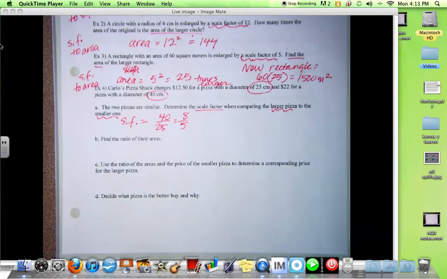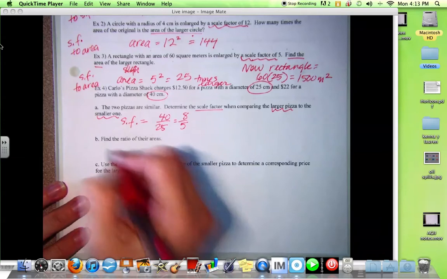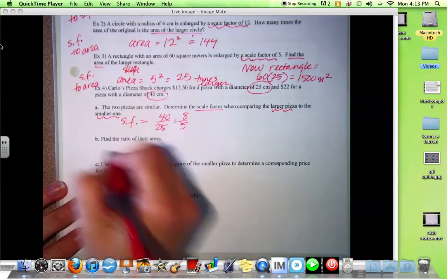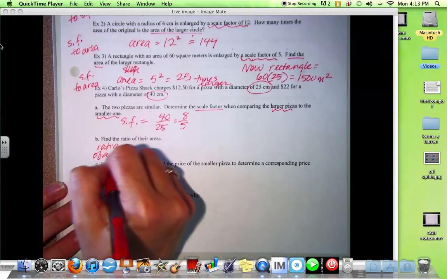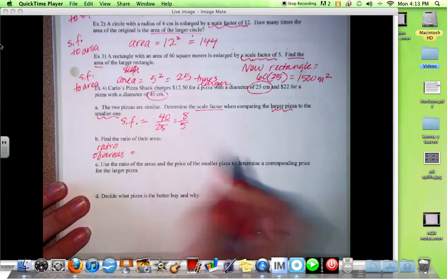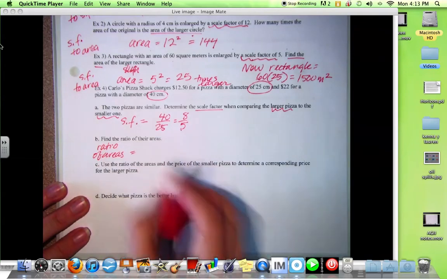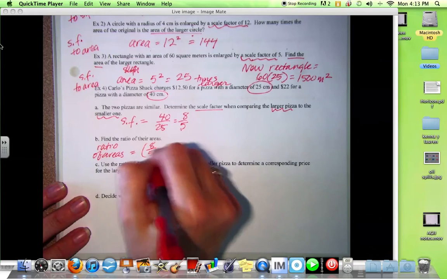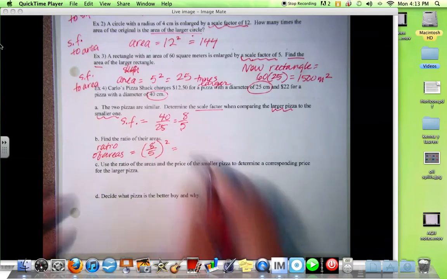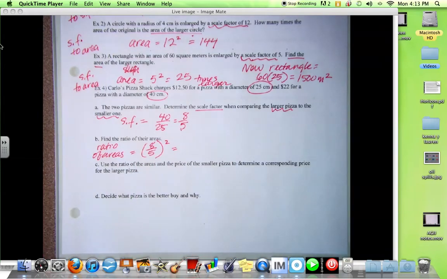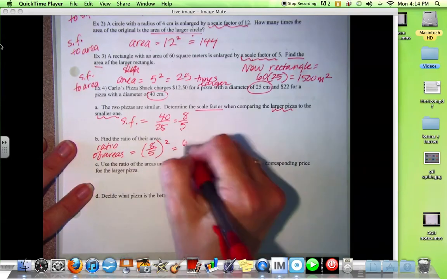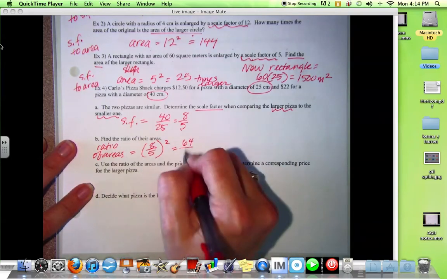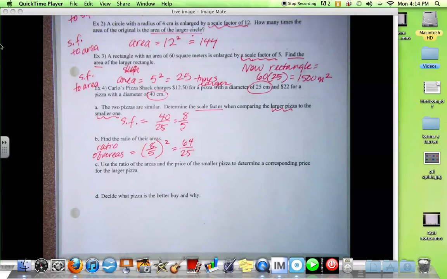Find the ratio of their areas. So we have ratio of areas is the scale factor squared. 8 over 5 squared. Eight squared, 64. 5 squared, 25. That's all you need to do.